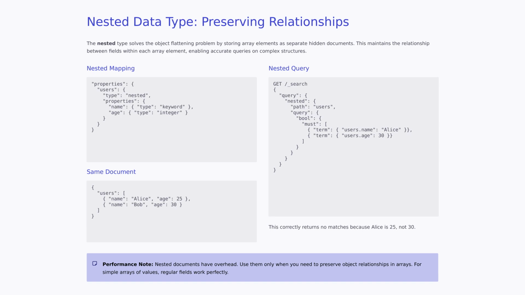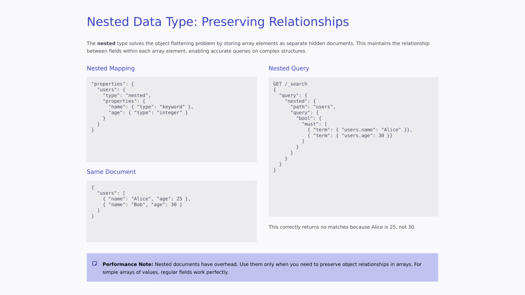How do we maintain relationships within complex data structures? The nested data type comes to the rescue, storing array elements as discrete hidden documents. By retaining the connections between fields in each element, accurate queries on intricate structures become possible. Consider the nested mapping. Within the user's property, each person's name and age are defined. When querying nested data, precision is key. Take, for example, a search for Alice aged 30, which logically yields no results as she is only 25.